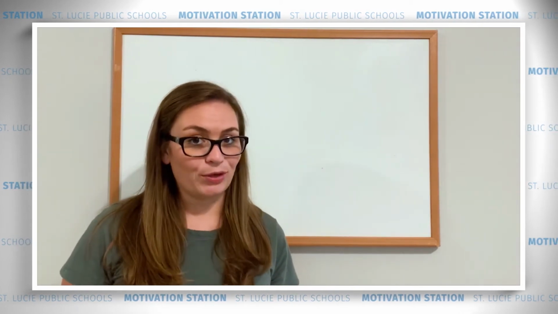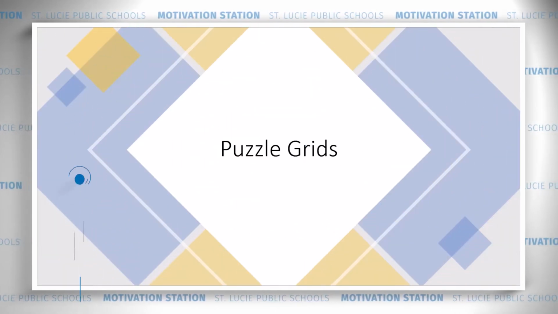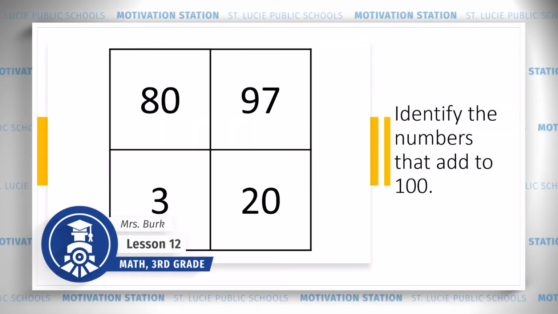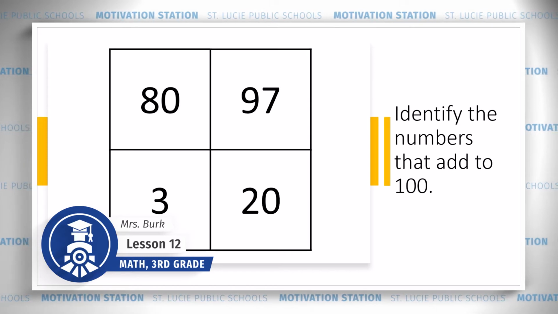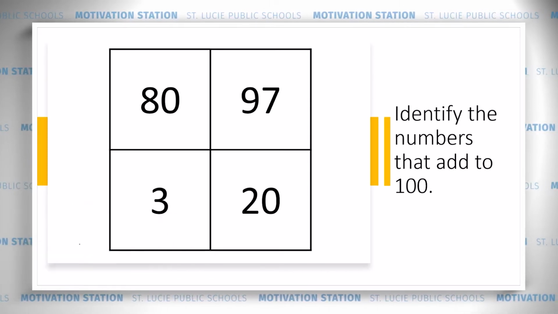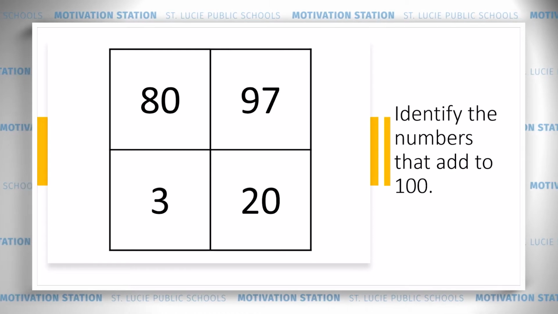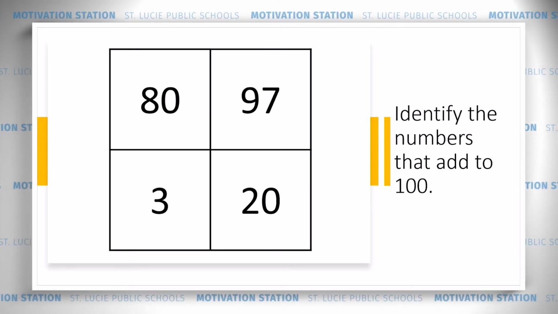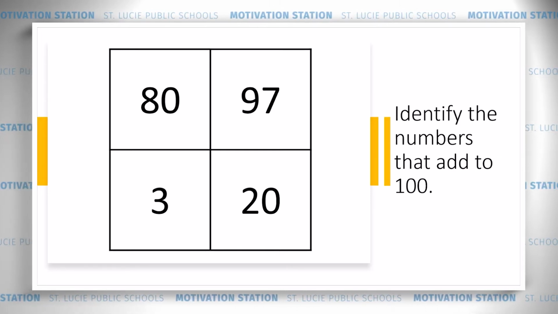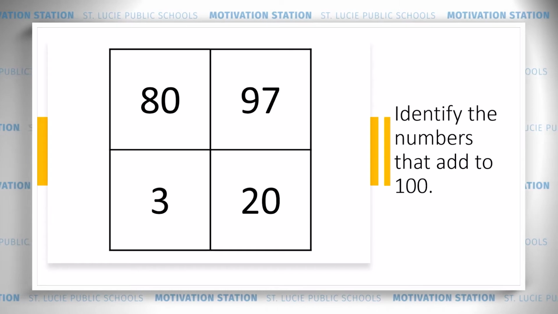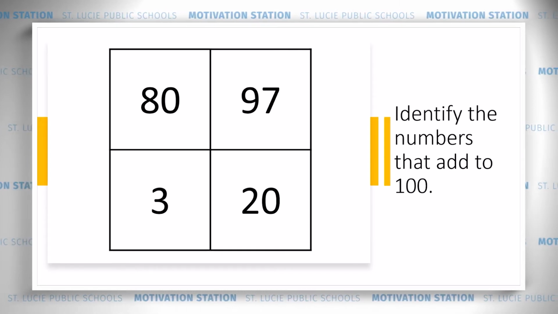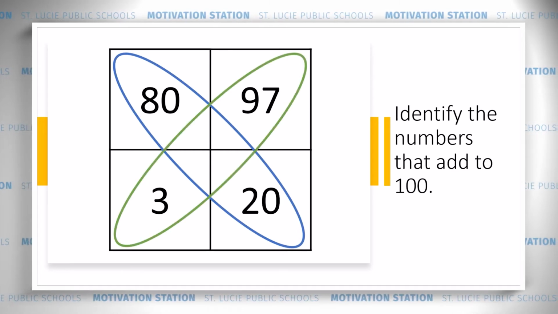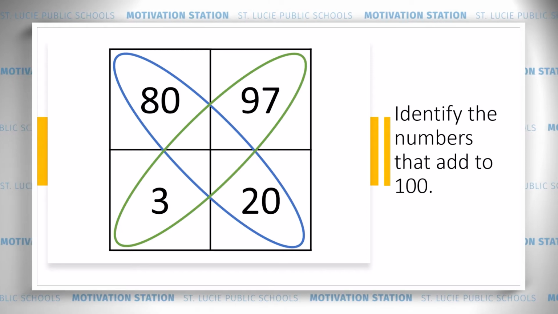Let's go practice this in your workspace book. We are going to look at some puzzle grids. For puzzle grids like this one, we need to identify the numbers that add to 100. The numbers on our puzzle grid are 80, 97, 3, and 20. Which numbers add to 100? Well, 80 and 20 add to 100, so we circle them. And 97 and 3 add to 100, so we circle those two.